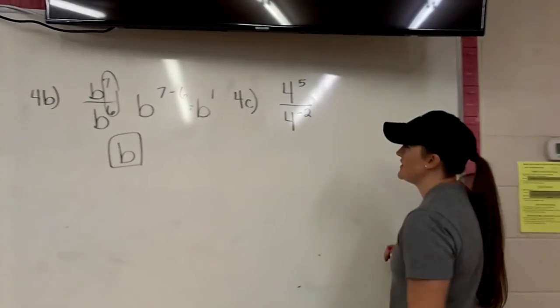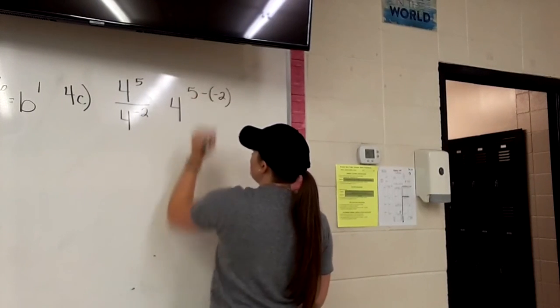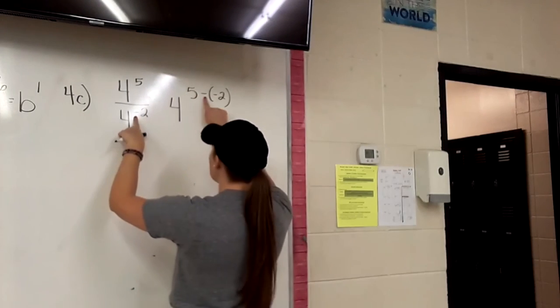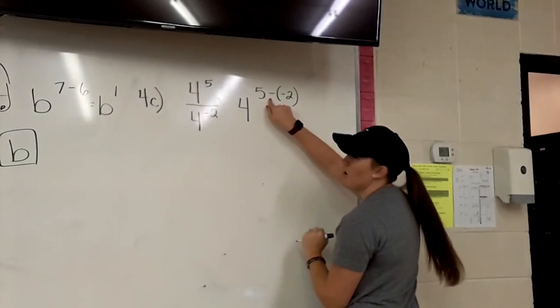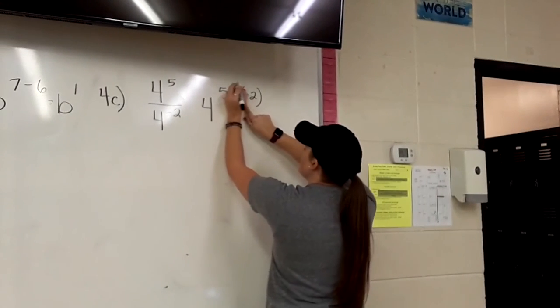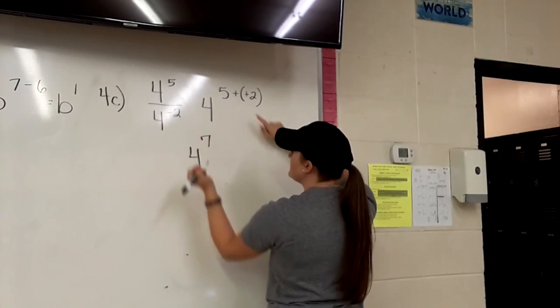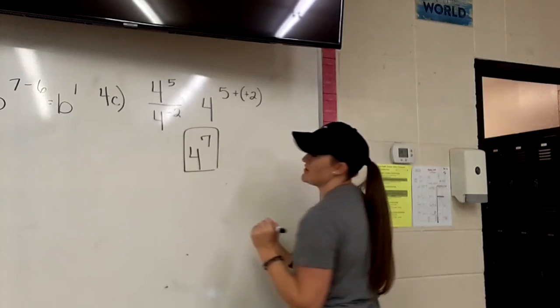All right, on 4C. So I have 4 to the 5 minus the negative 2. That doesn't drop. It's still minus whatever that is. Well, our subtraction rules, you change the sign, add a line. So it's 5 plus 2. So this one comes out 4 to the 7th power.